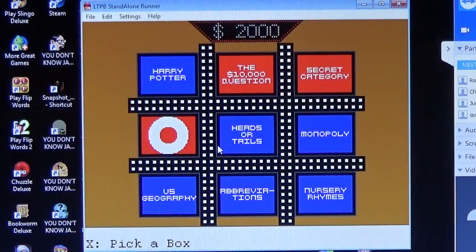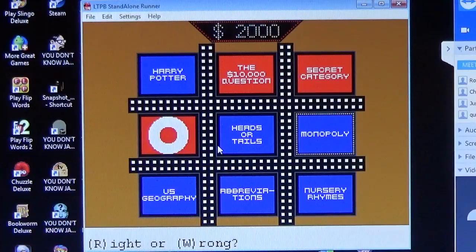Monopoly. He's going Monopoly. Okay, your question on Monopoly. In what year did Parker Brothers apologize for the misspelling of Marvin Gardens? Again, in what year did Parker Brothers apologize for the misspelling of Marvin Gardens?